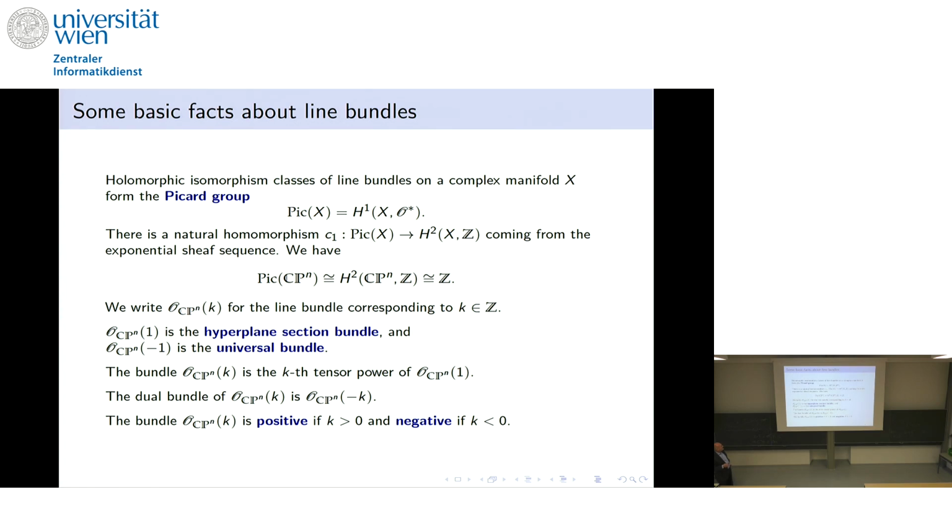I shall now look at projective spaces as a model of Oka manifolds. These are complex homogeneous, therefore Oka. So the Picard group of CP^n is well known to be Z, the integers. We write the line bundle corresponding to integer k as O_CP^n(k), with the bundle corresponding to 1 being the hyperplane section bundle and -1 being the universal bundle. And O_CP^n(k) is just the kth tensor power of the hyperplane section bundle. I call them either positive or negative depending on what k is.